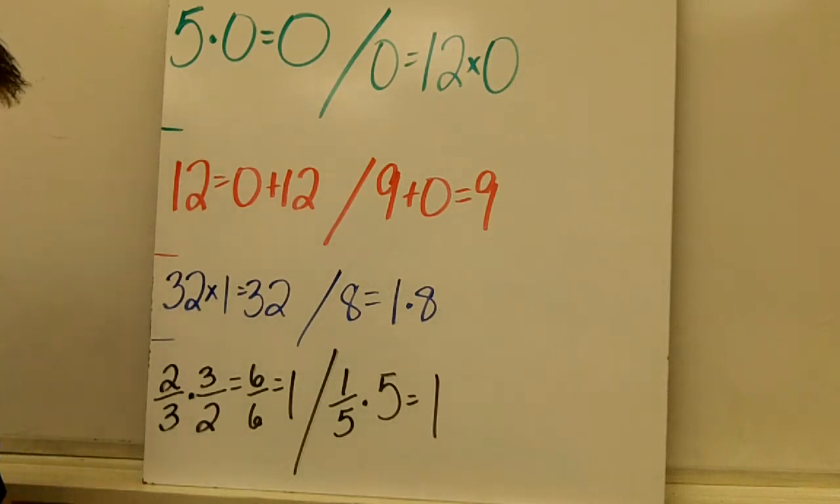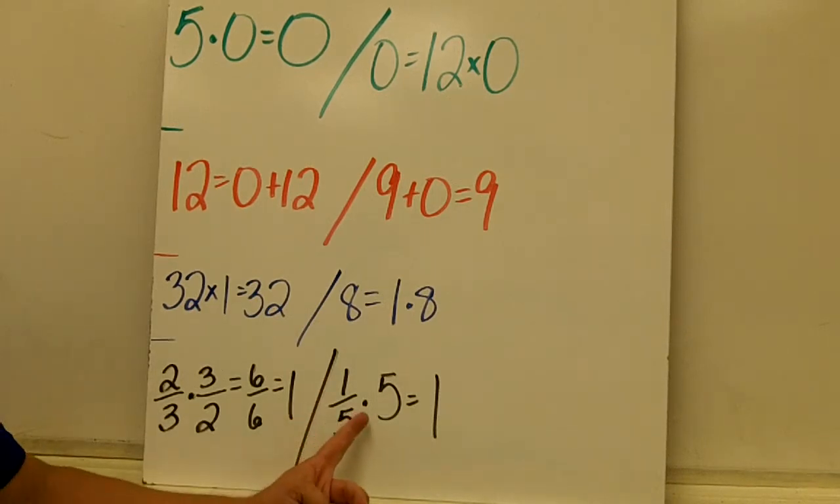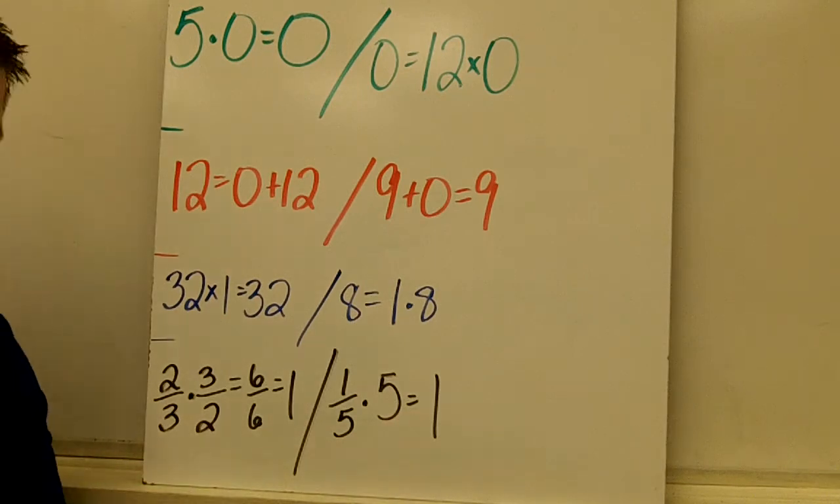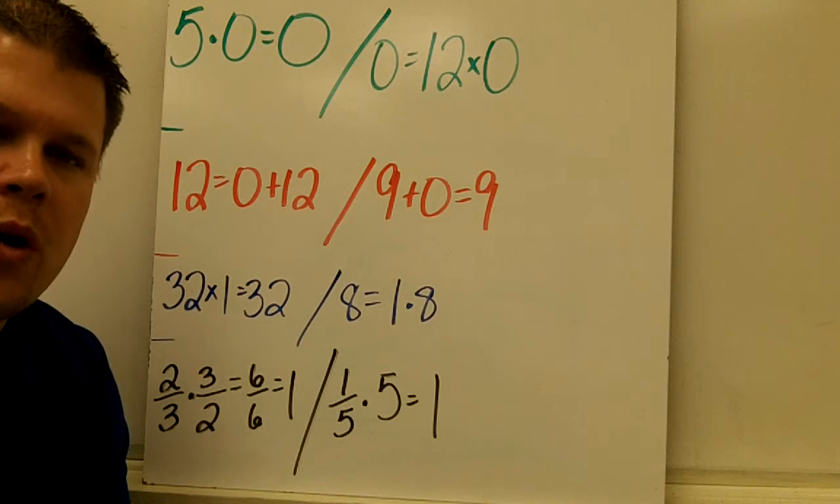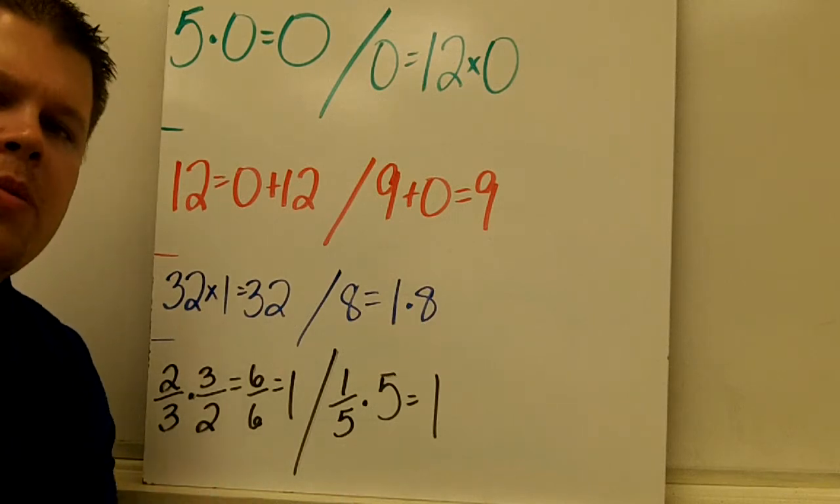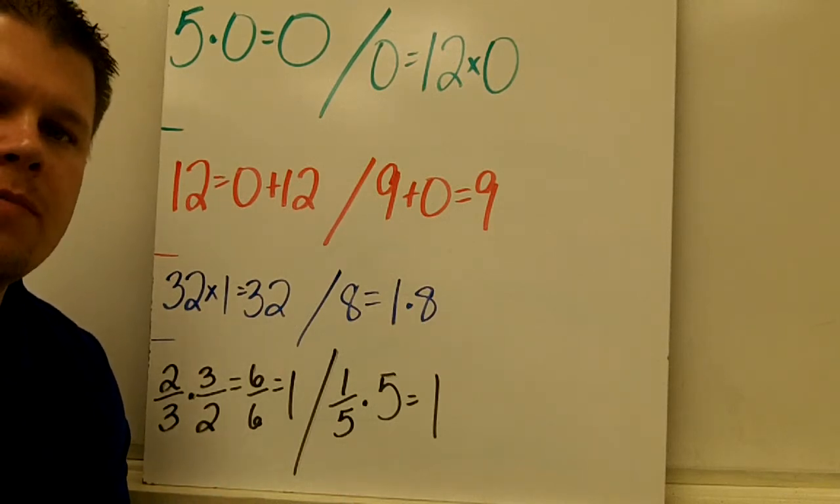Our last example, which may be a little hard to read, I'll stay out of the way for a second. We have 2/3 times 3/2 equals 6 over 6. And 6 over 6 equals 1 whole. And we have another example here. We have 1/5 times 5 equals 1. Take a second to jot these down, to come up with a guess as to what you think the property names are that match up with these examples, and we'll move on.